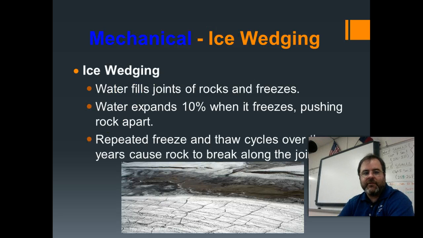Ice wedging. Ice wedging is the first one we'll talk about. It's a mechanical process. So the water fills the joints of the rocks, and as it freezes, it expands. And as water expands, it makes the crack a little bit bigger. And as it makes it a little bit bigger, more water can get in there once it thaws. It refreezes, makes the crack a little bit bigger, and this repeated thawing and freezing cycle creates cracks in the rock, and they get bigger and bigger, and pretty soon the rock can't handle it anymore, and it just breaks apart.